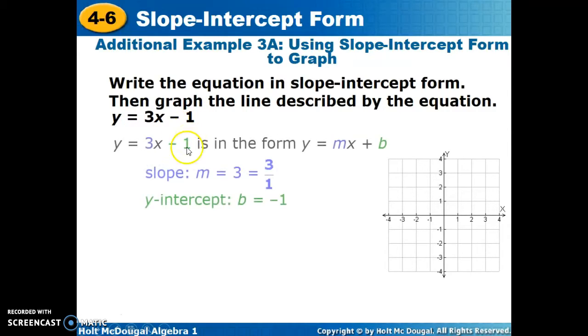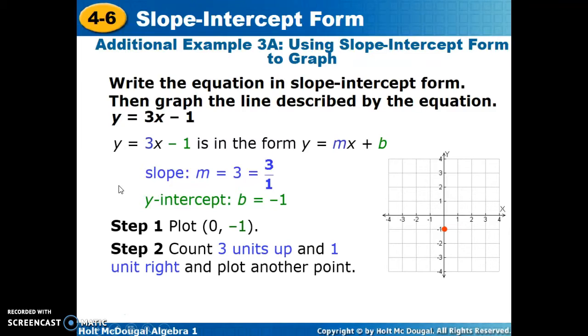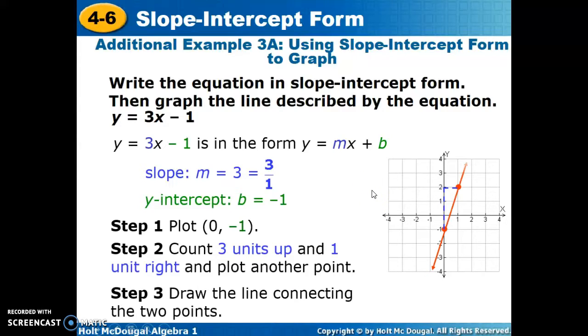We're going to plot our point, (0, -1). There's our dot. And then we're going to use our slope, 3 units up, 1 unit to the right. Both are positive. And we're going to draw our next point there and connect the dots.